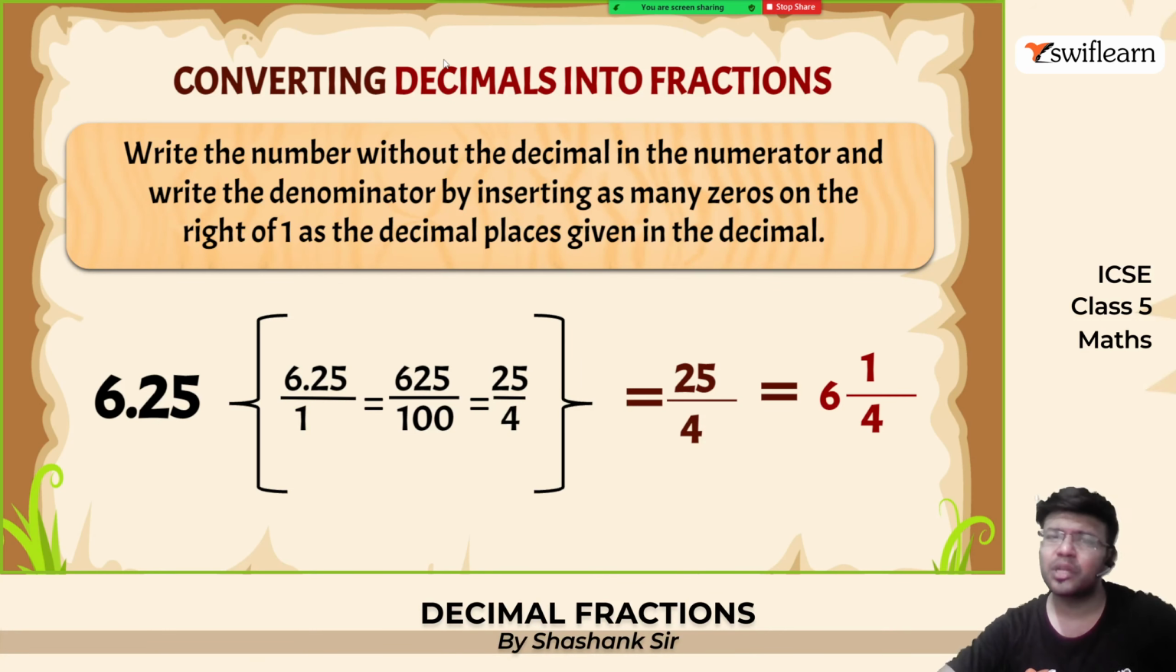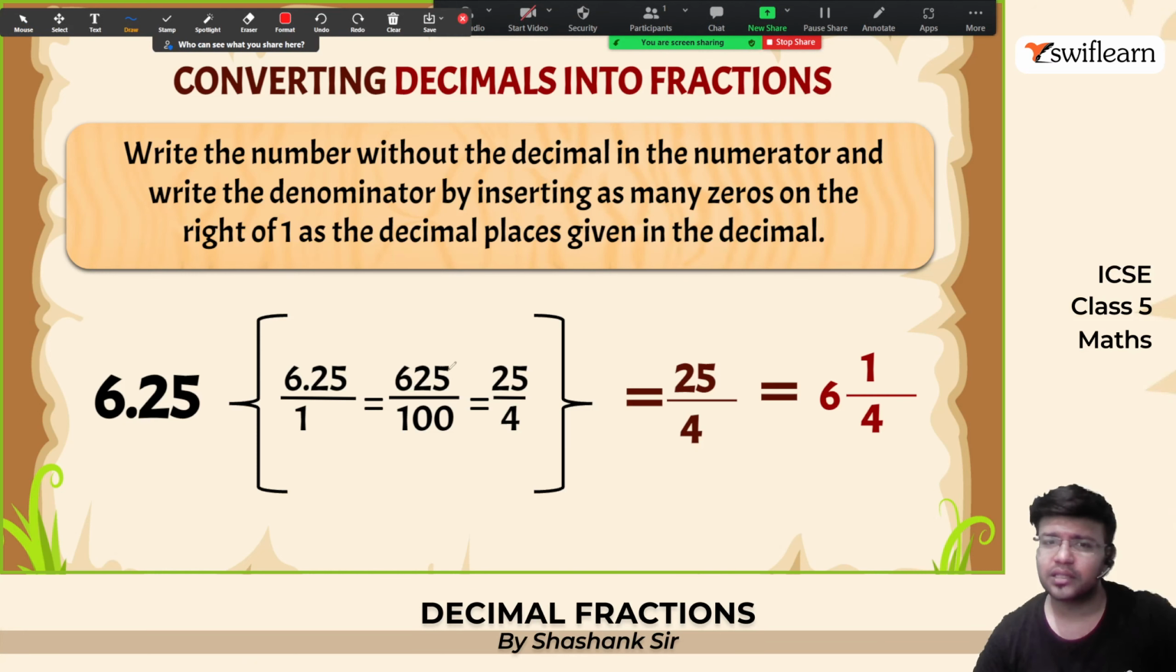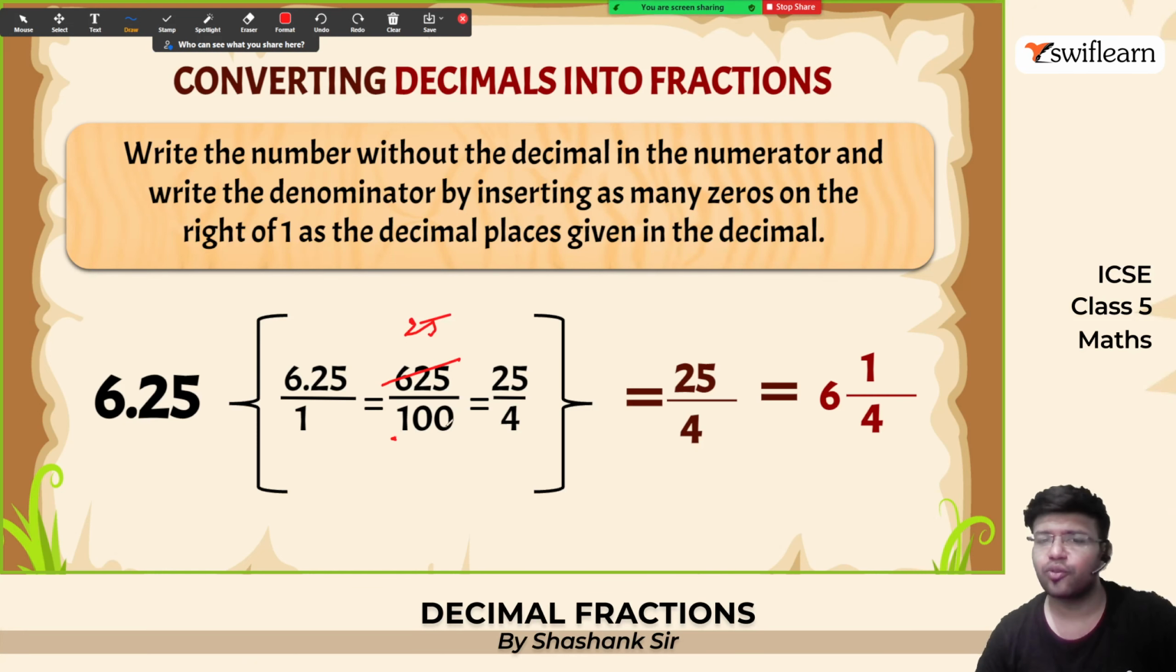Now, converting decimals into fractions. Very easy. Write the number without the decimal in the numerator and write the denominator by inserting as many zeros as there are digits on the right of the decimal point. After the decimal point, how many numbers are there? Insert that many zeros. So 625 divided by 100. Now simplify this fraction. Let's divide it by 25. 25 twenty-fives are 625, 25 fours are 100. So it is 25 by 4.